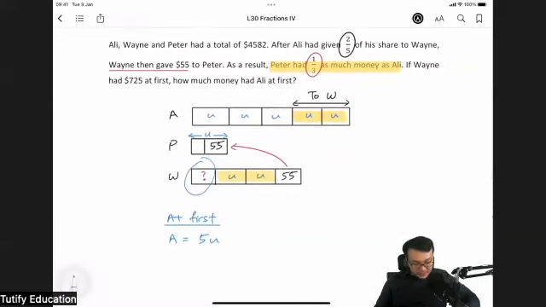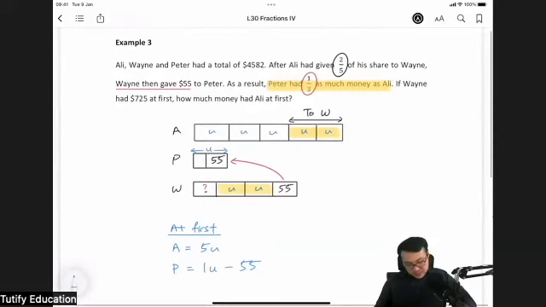Okay, then now let me ask you, Peter. Can I say that Peter has 1 unit at first? No. Why? Because Wayne didn't give Peter $55 yet. Because he hasn't been given $55. So what should I write? 1 unit minus 55. Good. Okay, that's how much he had at first.